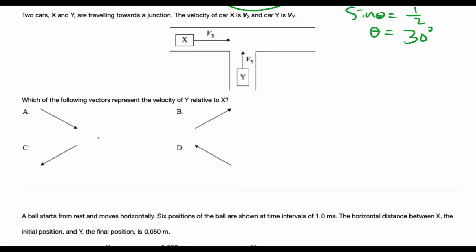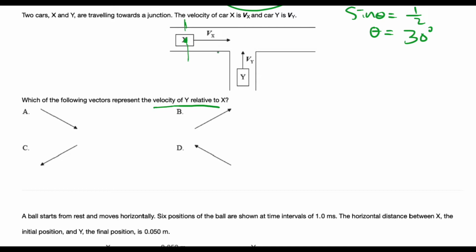2 cars, X and Y, are traveling towards a junction. The velocity of car X is v sub x, and the velocity of car Y is v sub y. Which of the following vectors represents the velocity of Y relative to X? So here we are testing relative motion. So what is the velocity vector that represents the velocity of Y relative to X?